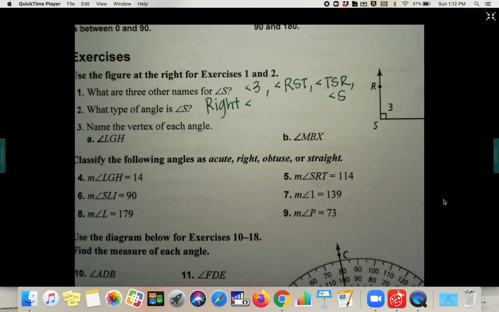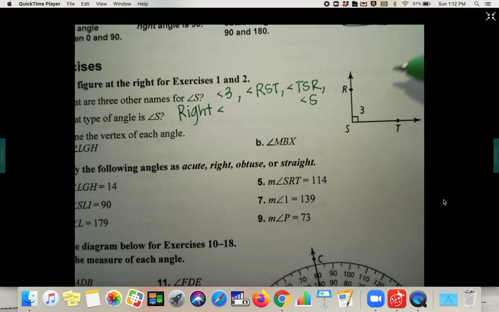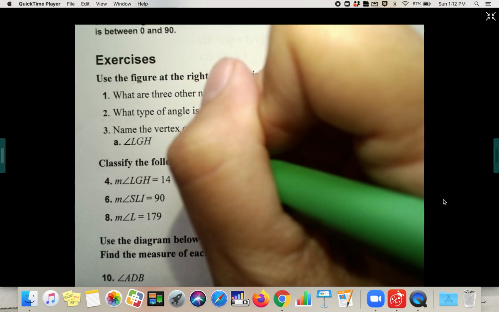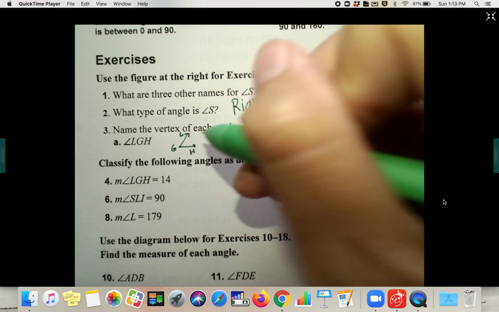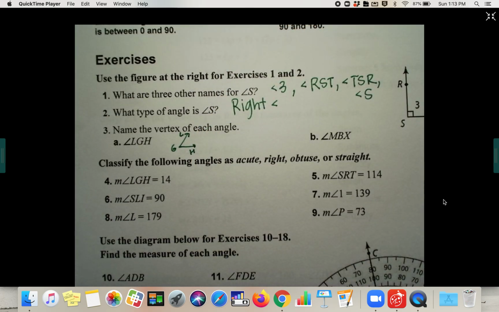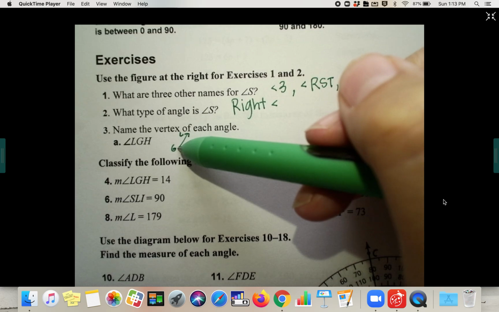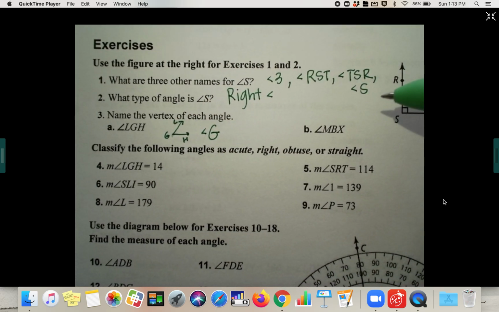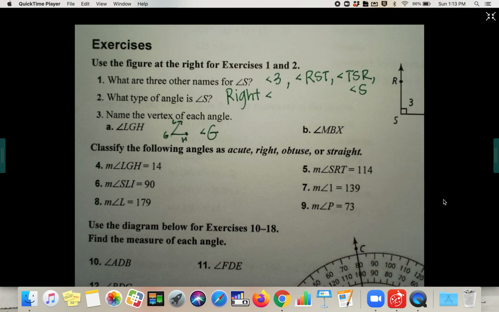Name the vertex of each angle. What that means is, for angle LGH, if we drew a picture, L to G to H, what would be the vertex? The vertex, again, is that center point, so it would be G. The vertex of angle MBX would obviously be the center one, so it would be B.